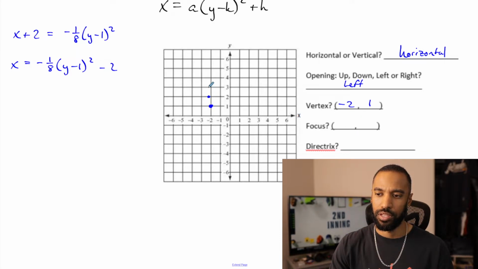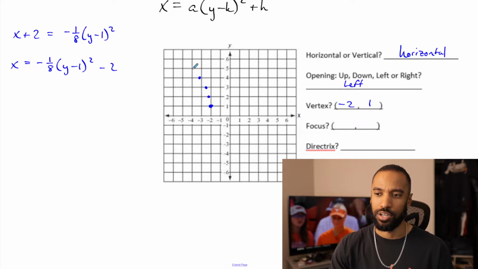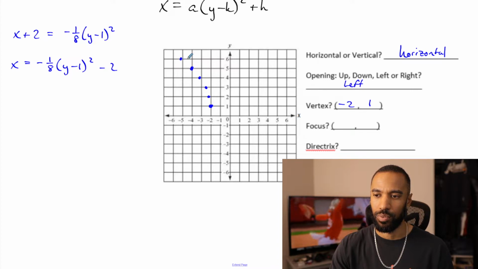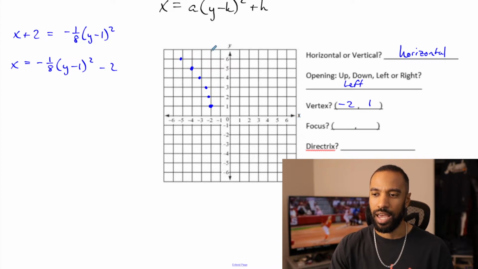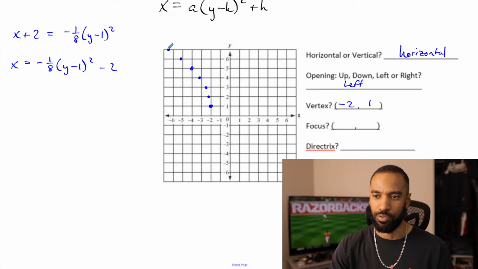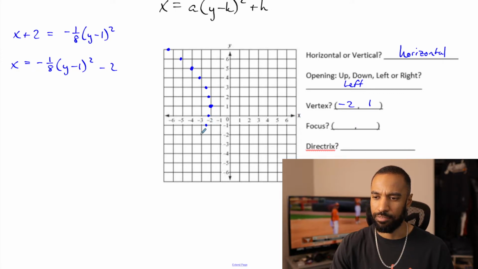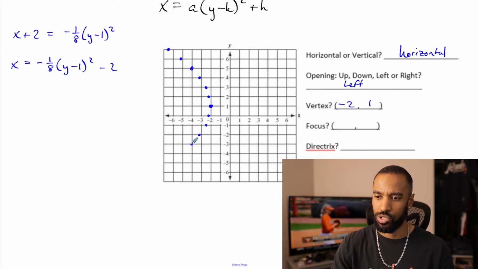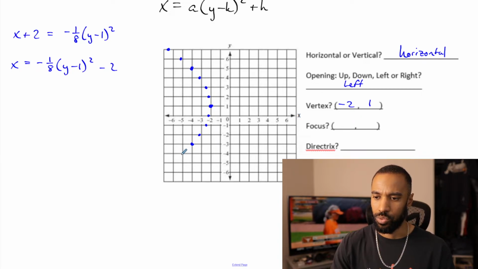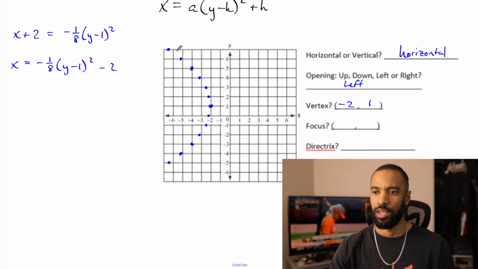1, 1/8. 2, 4/8. 3, 9/8. 4, 16/8. 5, 25/8. Wait, is that 3 1/8 one? Yep, 3 1/8. And 6, 36/8. That's 4.5 right there. And other side, boom. That should be about 1/8, a half, 9/8, 2, 25/8, 3.25, boom, 4.5, boom. That's all I'm going to fit. Okay, there's your parabola. Same issue as before.